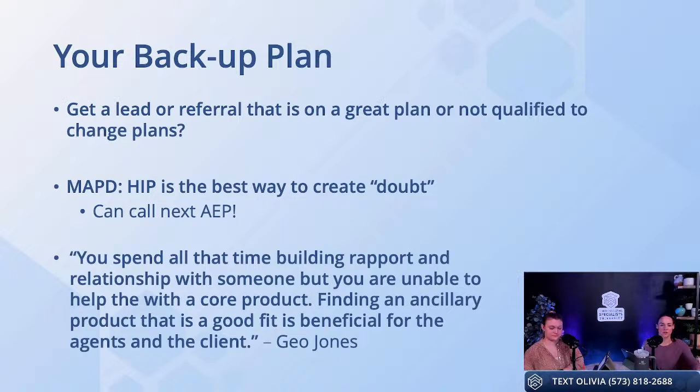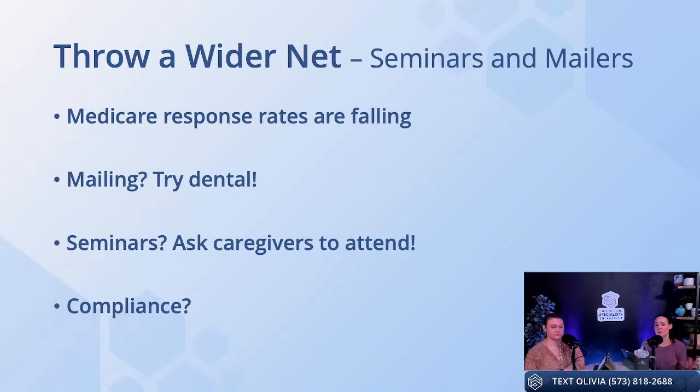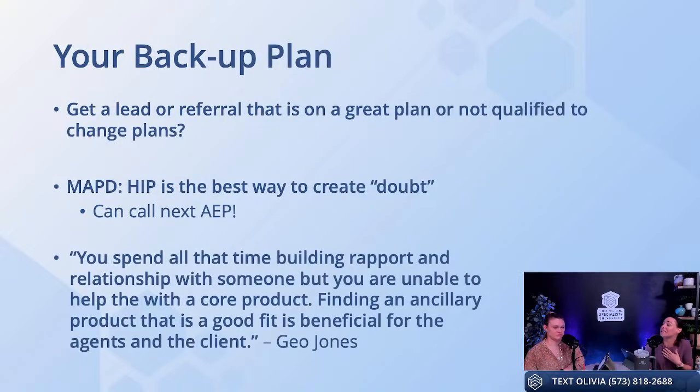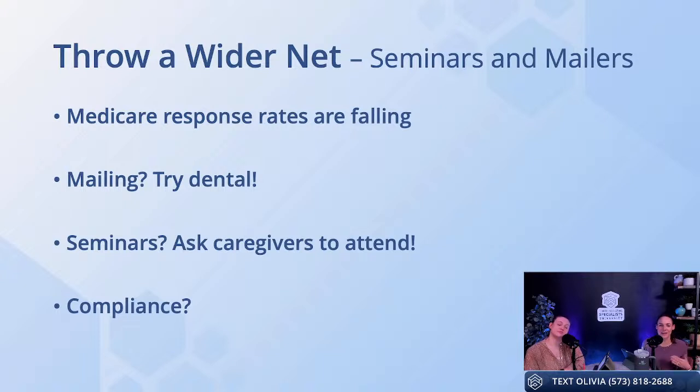So we talked about the first way to gain your book of business: it's your backup plan. I couldn't sell you on the first one, so let's get you at least with something, get you on my books. Throw a wider net. This next one I love: seminars and mailers, taking some of those more traditional routes of getting people on your books and just changing the topic.